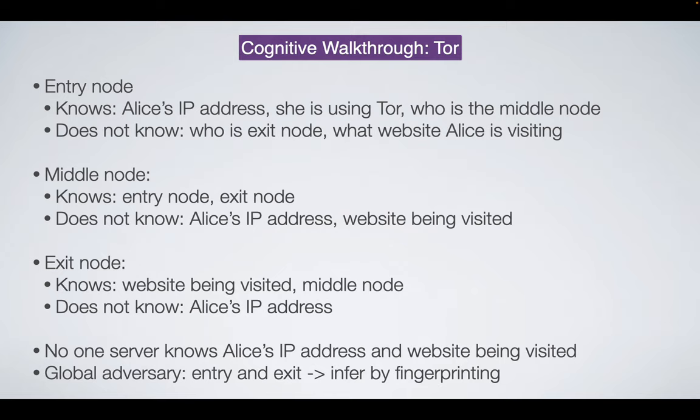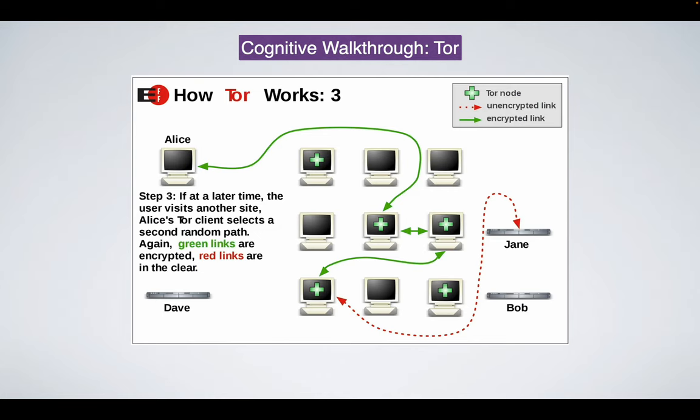Okay, so we call that a global adversary, someone that can see traffic into Tor and also see traffic outside of Tor. And there's not much that you can do about that because you can just fingerprint it. So in practice, what that could look like is the server logs combined with the ISP logs. So if I can get the server logs and the ISP logs, then I'm a global adversary at that point. Okay.